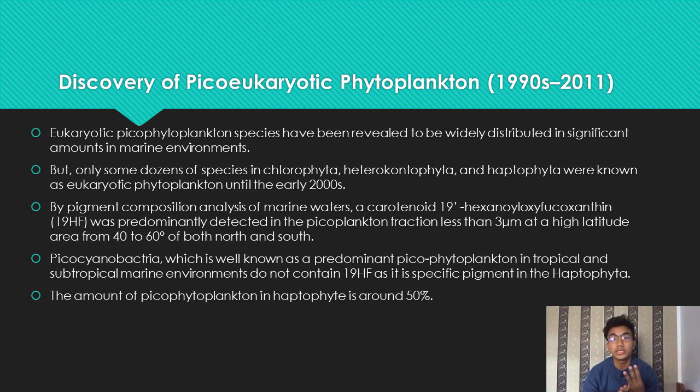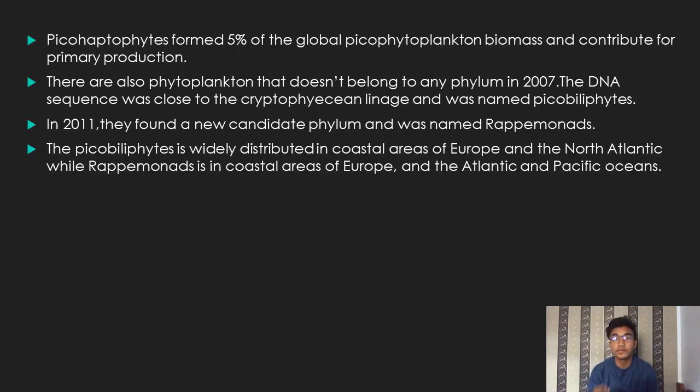And by pigment composition analysis of marine water, carotenoid 19'-hexanoyloxyfucoxanthin, or in short form 19HF, was predominantly detected in the picoplankton. And Picocyanobacteria, which is well known as a predominant phytoplankton, do not contain this 19HF as it is a specific pigment in the Haptophyta. So the amount of phytoplankton in Haptophyte is around 50%, and Picohaptophyte forms 5% of the global phytoplankton biomass and contributes to primary production.